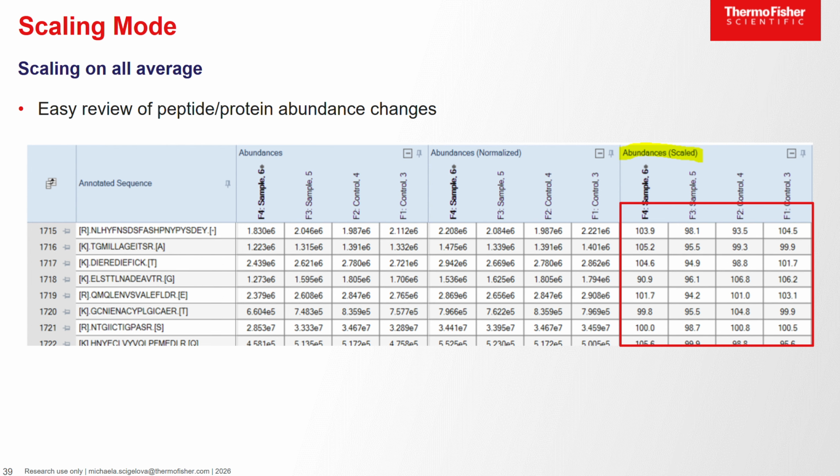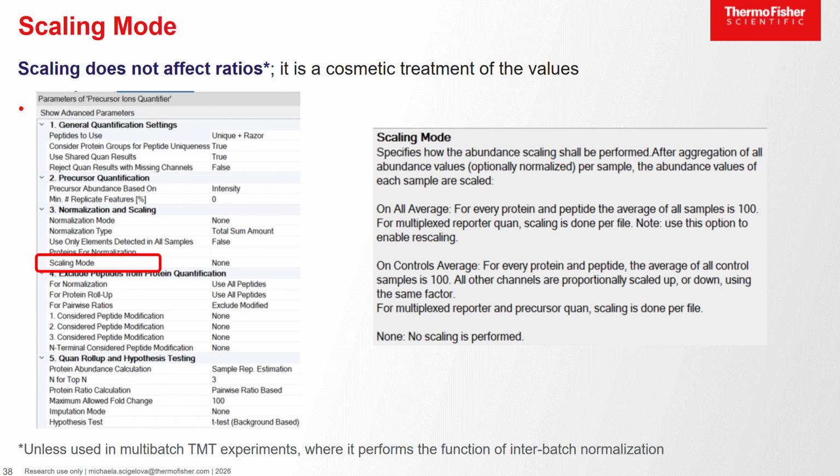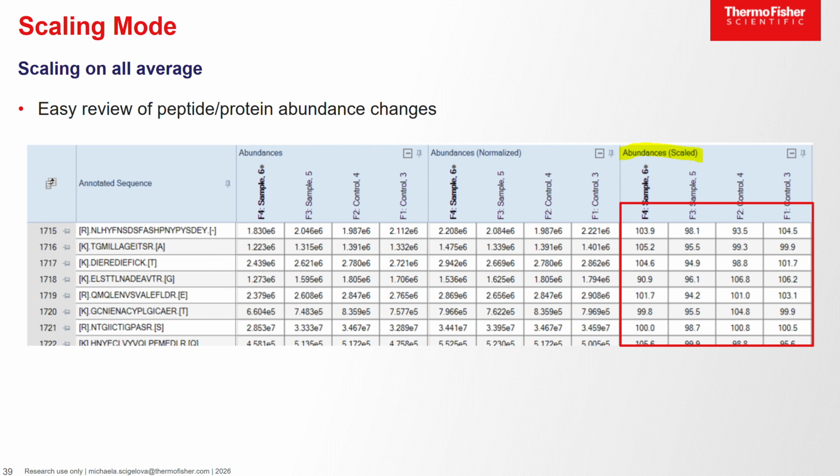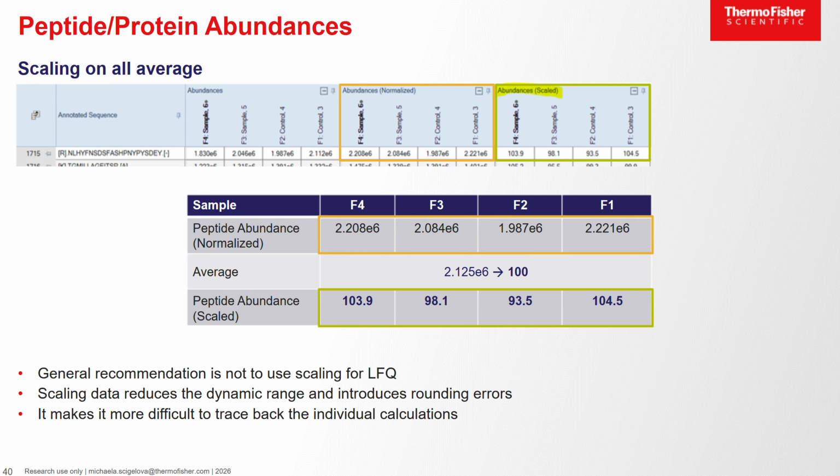The scaled abundances provide the benefit that they are more or less values we are able to interpret very easily. We have two types of scaling: on all average and scaling on controls average. It's your choice which one you select. For a generic, label-free quantitation, most people will select on all average. So how is that then calculated?